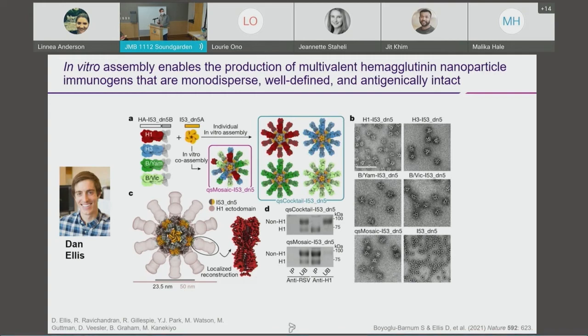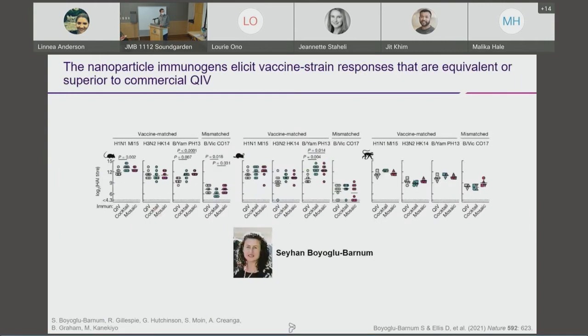This is an IP-based method to show that we were in fact getting co-display. So if you pull down the mosaic particle with an anti-H1 antibody, you pull down all of the hemagglutinin-bearing subunits and nothing is left unbound. But if you do the same with the cocktail, when you pull down with the anti-H1 antibody, only the H1 particle comes down, the rest stay in solution. So this shows that in the case of the mosaic, we are in fact getting co-display on the same nanoparticle.